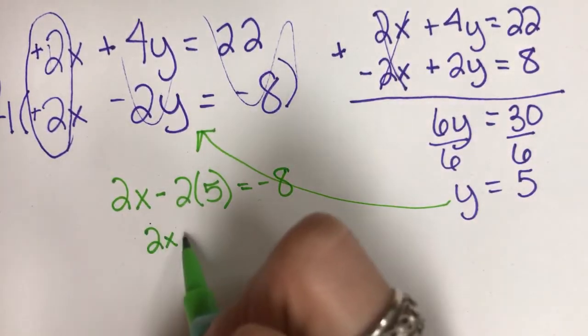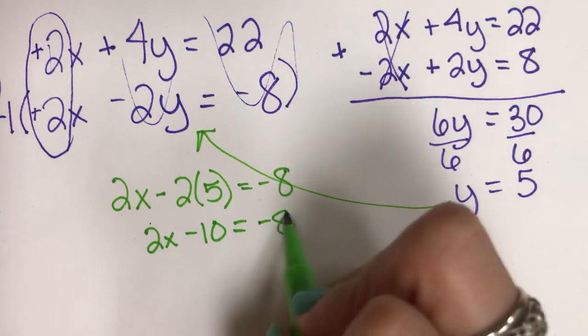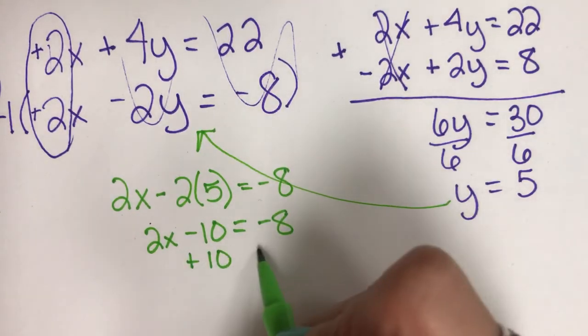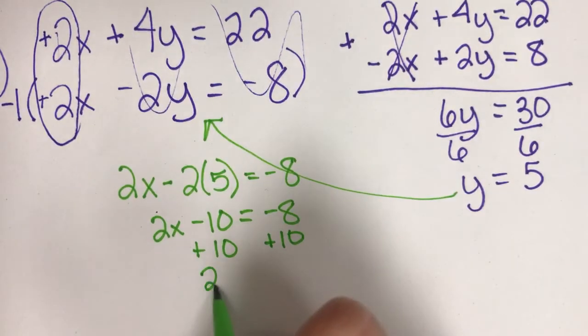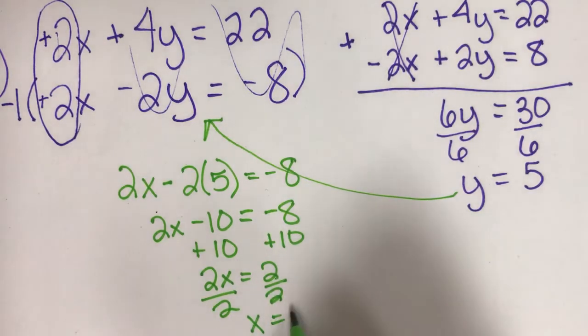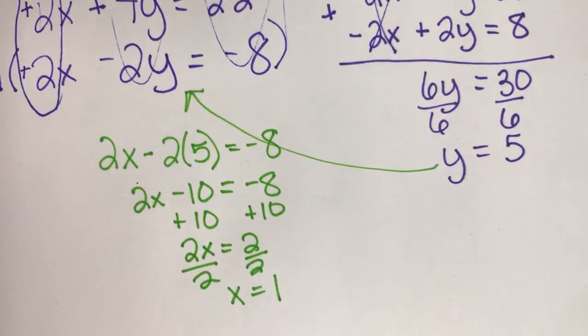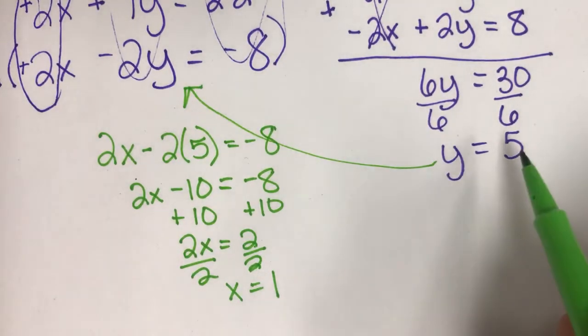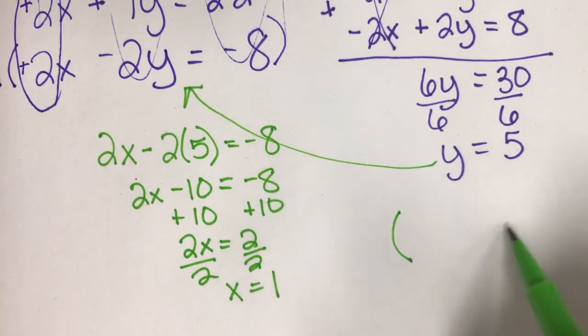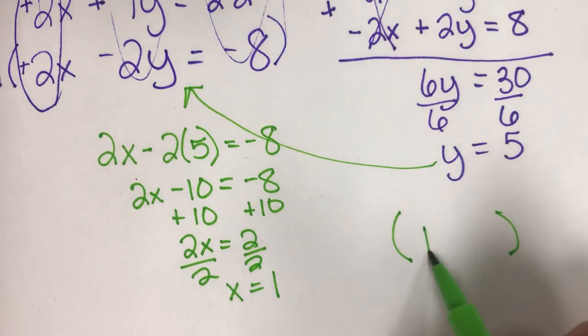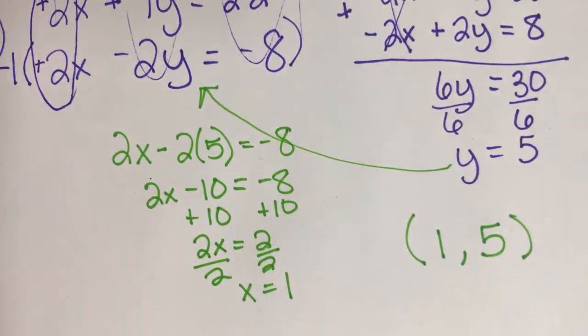So I have 2x minus 10 equals -8. And now I just have a two-step equation that I need to solve. Okay, and so I will get x equals 1. So at this point I know that my x value is 1, my y value is 5, and so I could write my answer as an ordered pair of (1, 5).